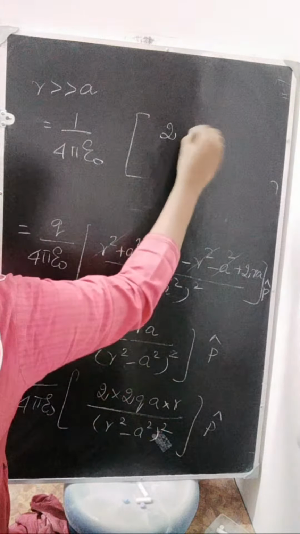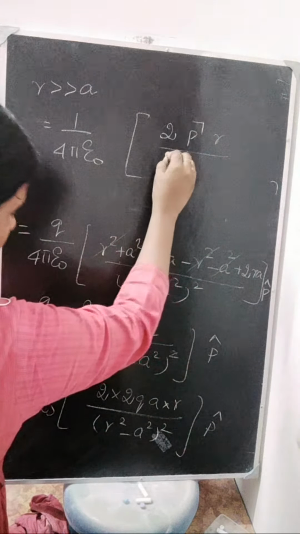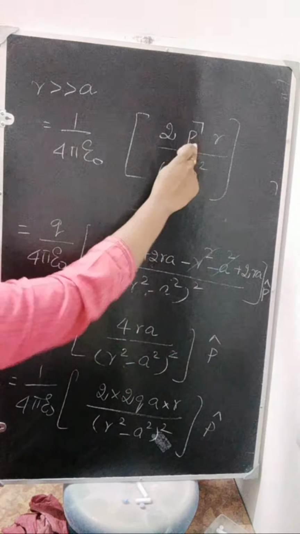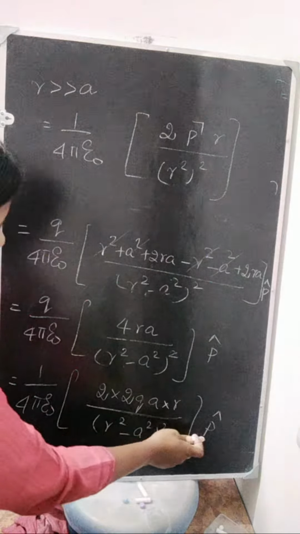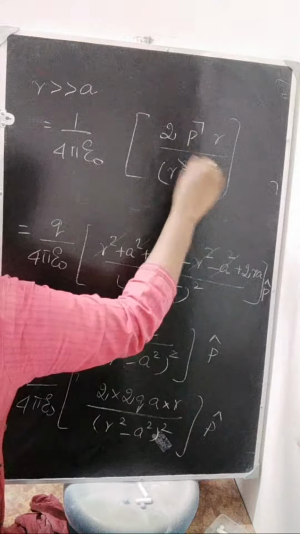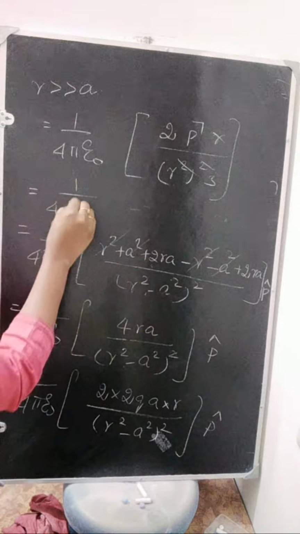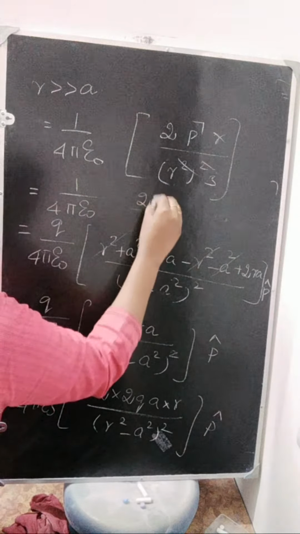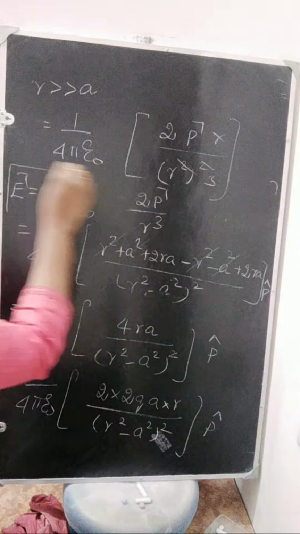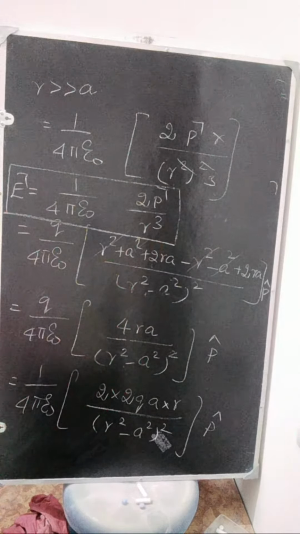2qa is p vector. Comparing with the p cap, we will have p vector r divided by r square the whole square. How did I take the p vector? 2qa p cap can be rewritten as p vector. Then here power 4, this will get cancelled, which will become 3. So what is the value? 1 by 4 pi epsilon naught 2p vector divided by r cube is the e vector of a dipole when it is kept along the axial line.